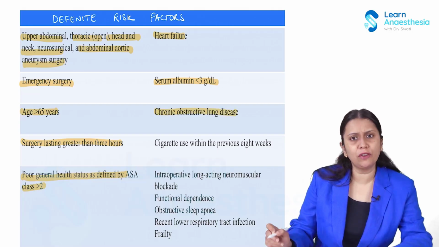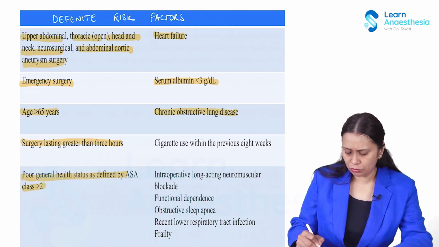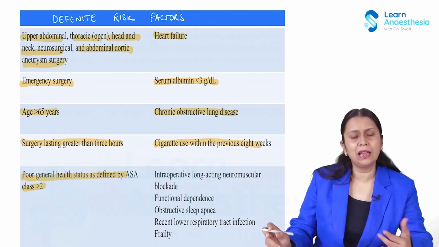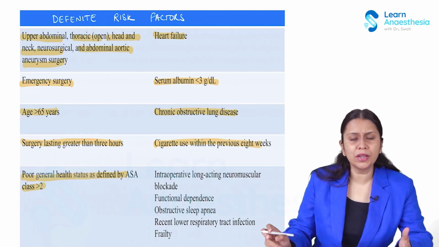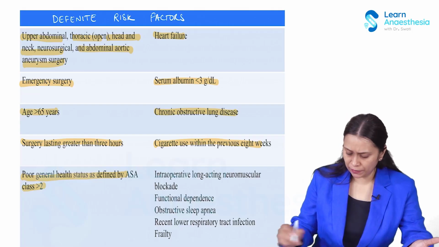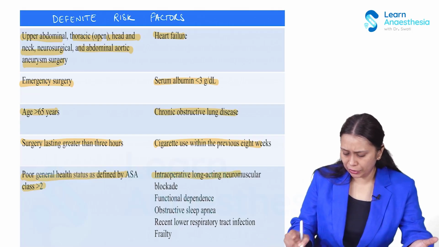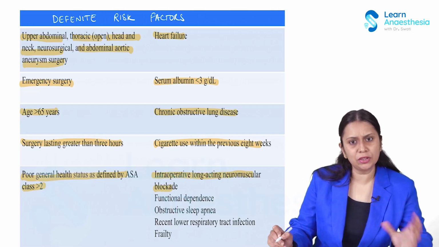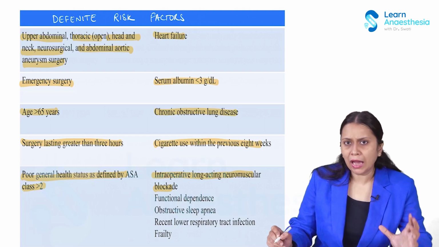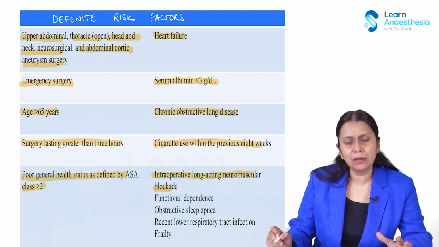Patient having a history of COPD. Patient who is a cigarette smoker, an active smoker, or who has smoked cigarettes within 8 weeks prior to being posted for surgery. Intraoperative long-acting neuromuscular blockade used in the patient. So general anesthesia is being given, and in general anesthesia, paralysis is practiced with long-acting neuromuscular blockade.